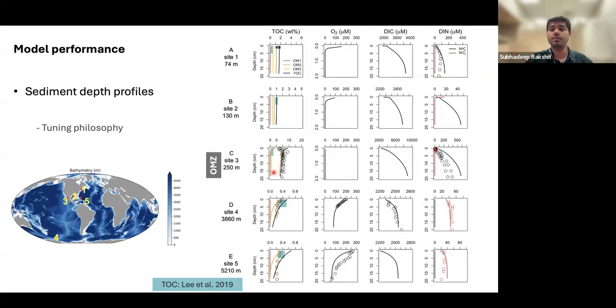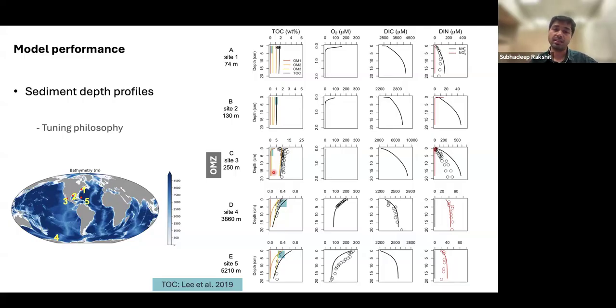Yes, so I use the approach of Archer 2002 for determining the K, which is essentially a relation between the organic matter flux to the seafloor. The Radis model also uses, Oliver Sulpice also uses the same kind of model structure, and then we tune the coefficients for that. So that was one part of it.